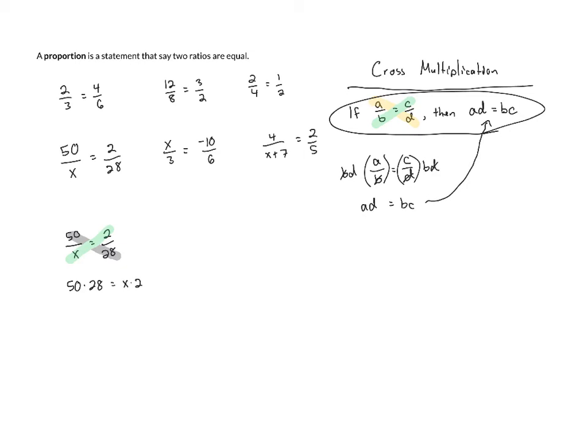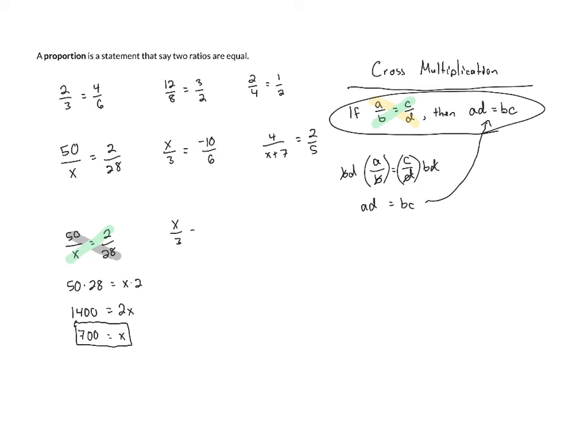50 times 28 is 1400. X times 2 is 2x. To get x alone, we have to divide by 2. 1400 divided by 2 is 700. So we end up with our answer, x equals 700. All right, let's take a look at this next one.